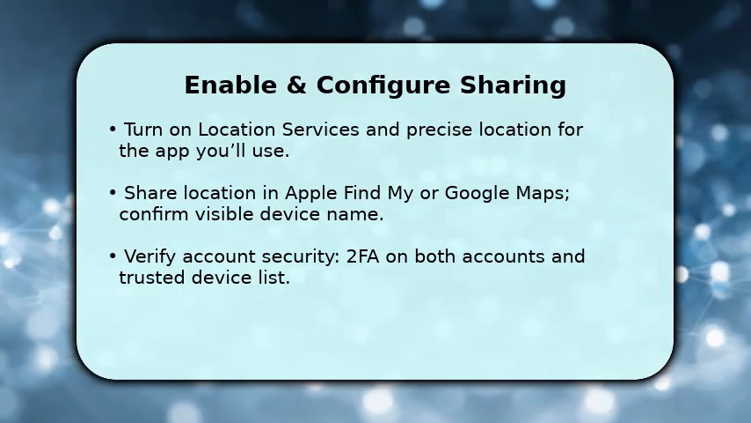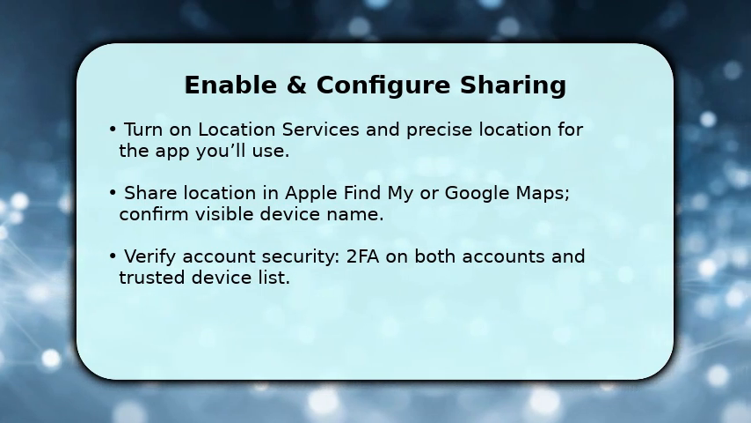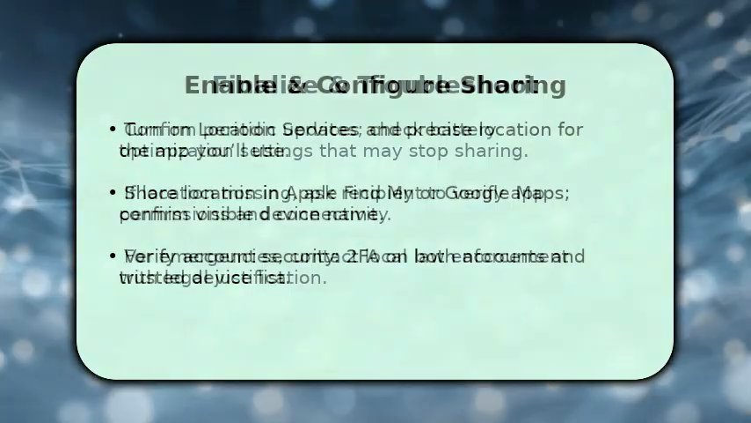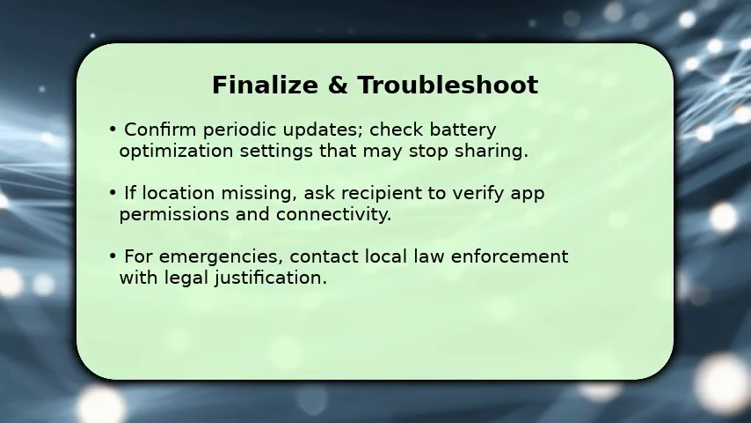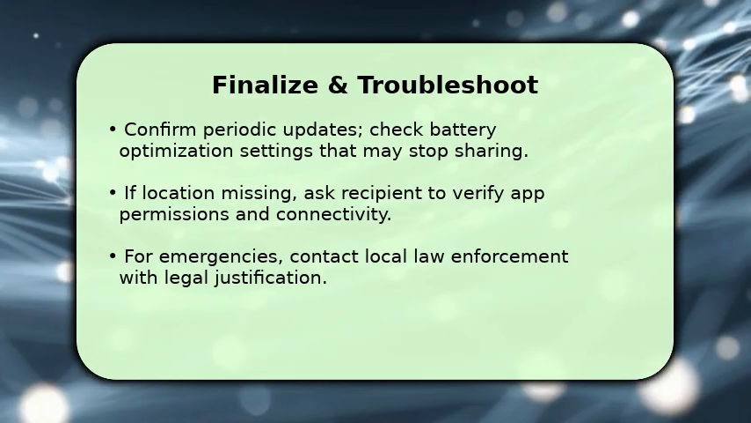If the device is offline, the app will show last known location. Understand its limitations and don't attempt unauthorized workarounds. To complete the process, verify continuous updates and test by having the person move briefly while you watch the map.